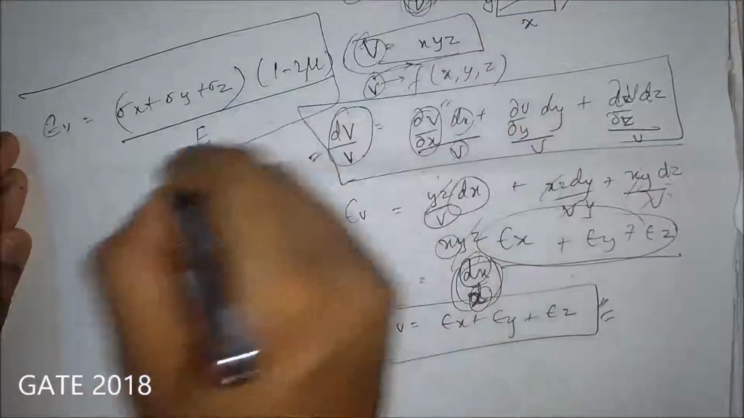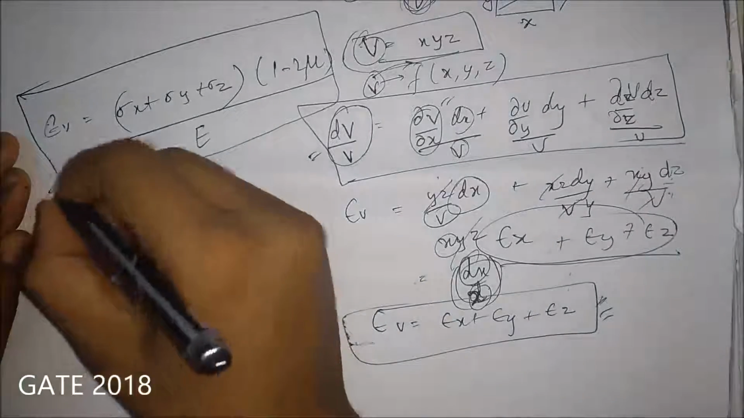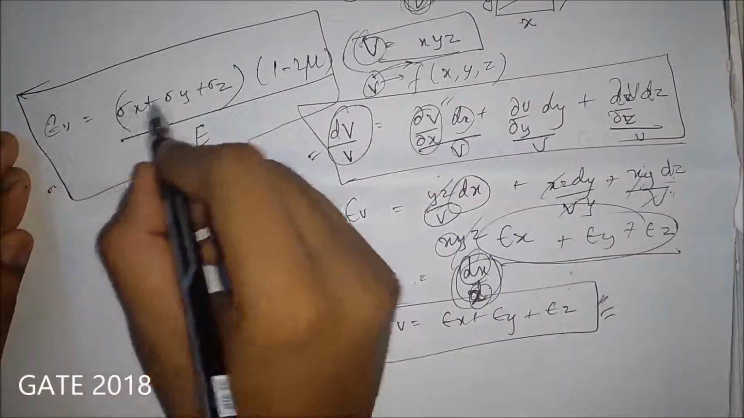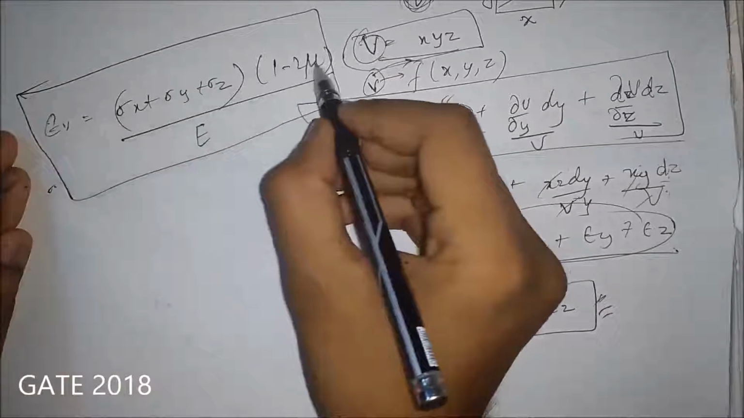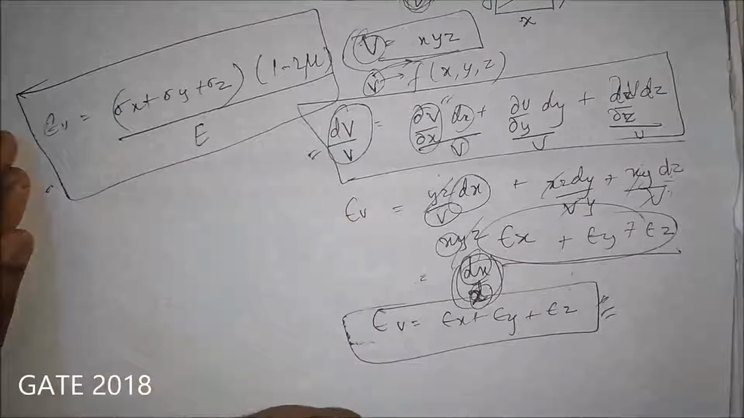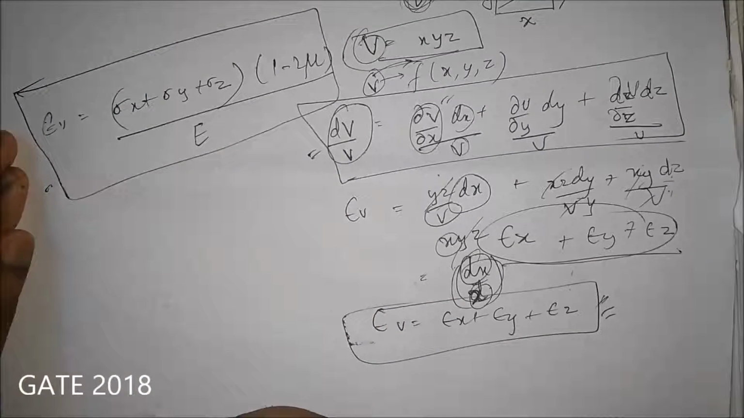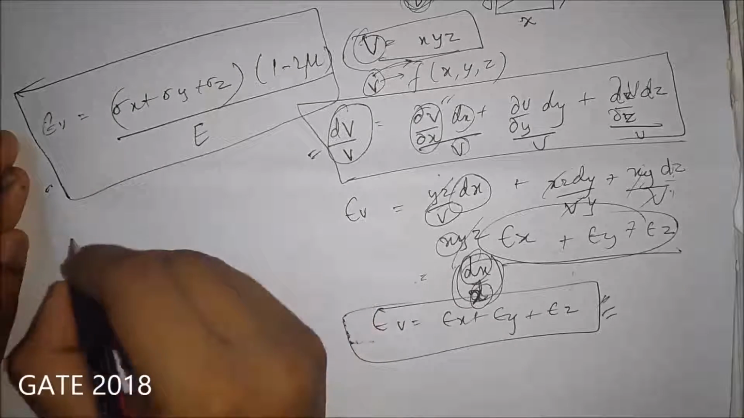Using generalized Hooke's law, you can derive this equation. Derivation is not there, forget. Epsilon V is nothing but sigma x plus y plus z into (1 minus 2 mu) by E. Okay, you can have an MCQ question based on this. It has been asked a lot of times.